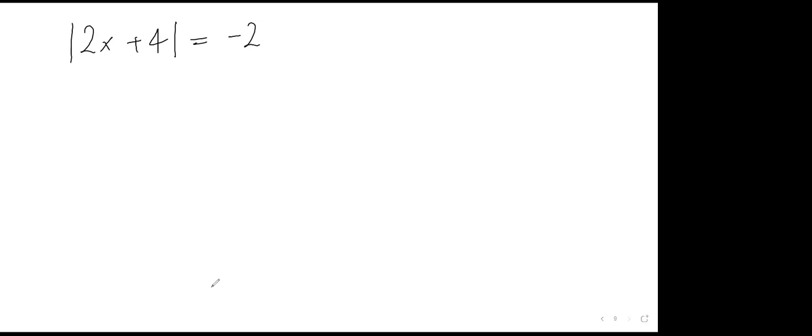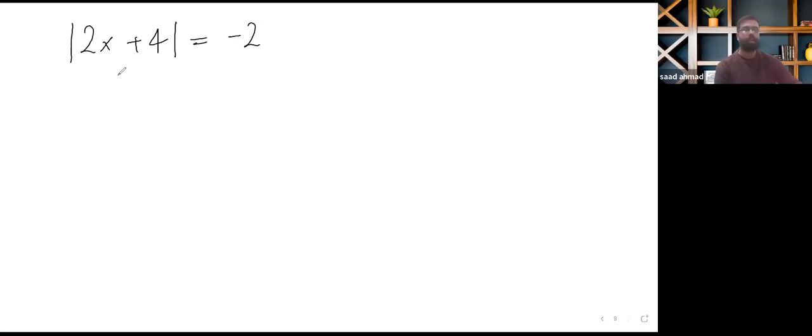Okay, so there is a question. Let's say the absolute value of 2x plus 4 equals minus 2. How can we solve it? Anyone want to tell me? Subtracting 4 on both sides. The thing is, first of all, if we follow the method, one time we write it equal to minus 2 and one time with the positive, then we can do it.